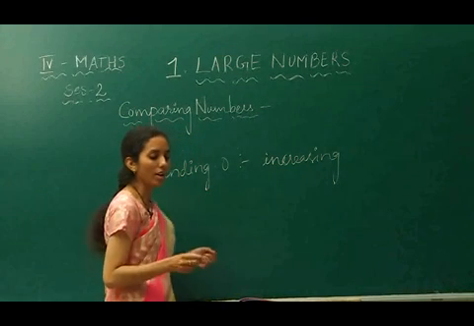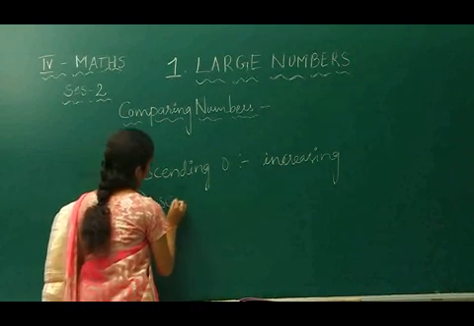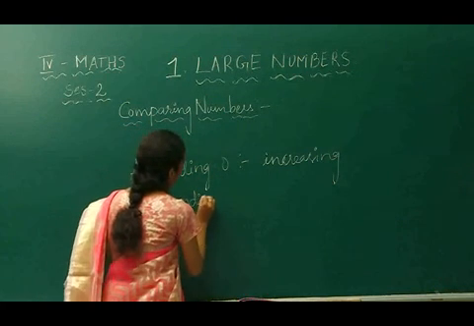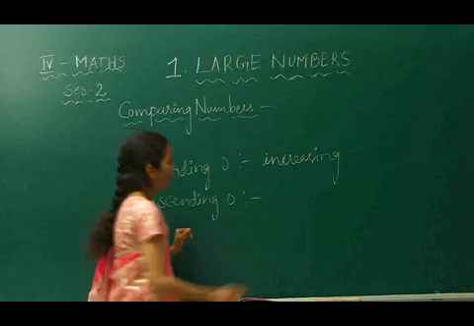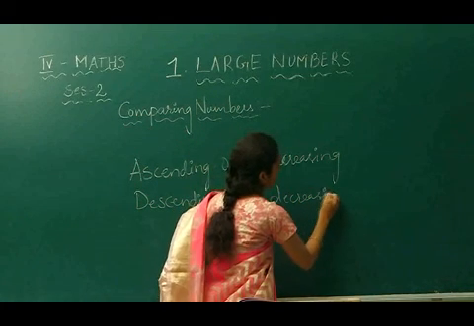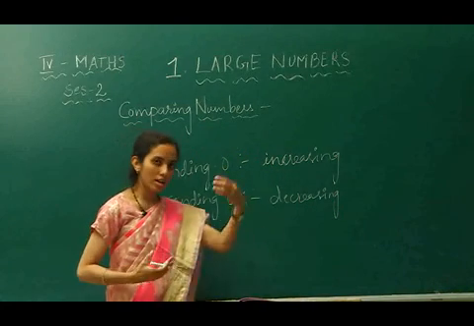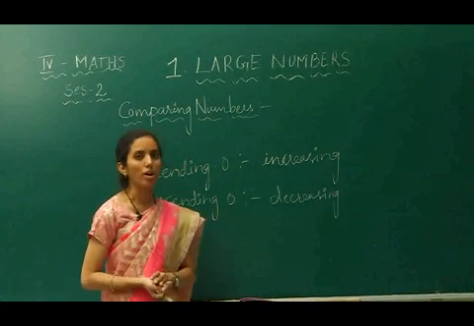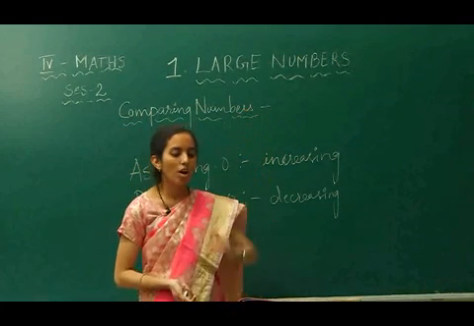Then decreasing order, that is descending order. While doing examples, you will have more clarity. Decreasing order means highest to lowest. Decreasing means getting down, it is getting lower. So descending order means from the highest to the lowest.